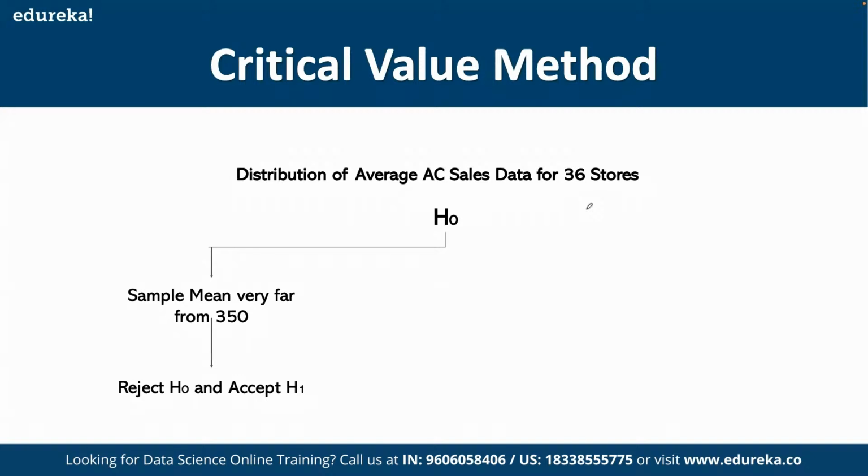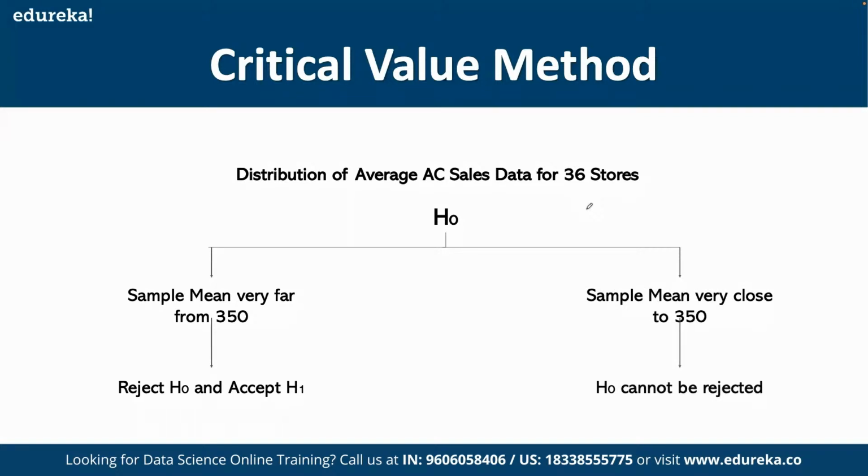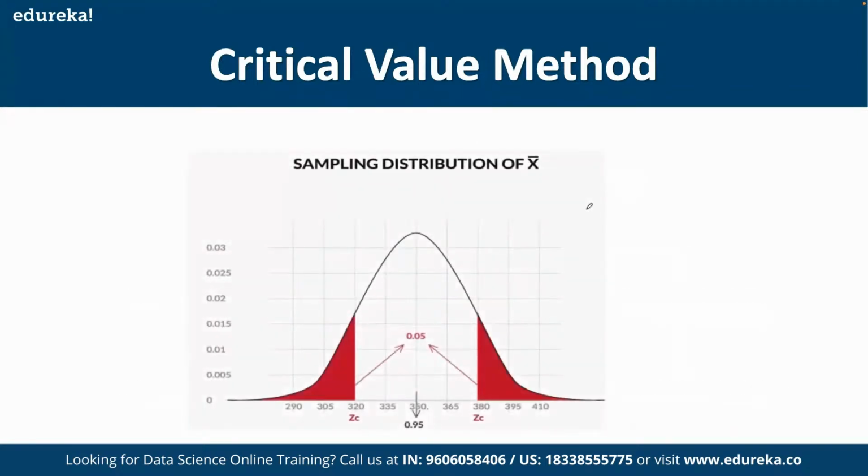In that scenario, the sample mean can vary very far from 350. If I've got a sample mean which is very far from the assumed mean, then we are going to reject the null hypothesis and accept the alternate hypothesis. On the other hand, if I've got a sample mean closer to 350, then we do not reject the null hypothesis. We just proceed with the null hypothesis itself. That is how we will make use of the critical value and then perform the analysis.